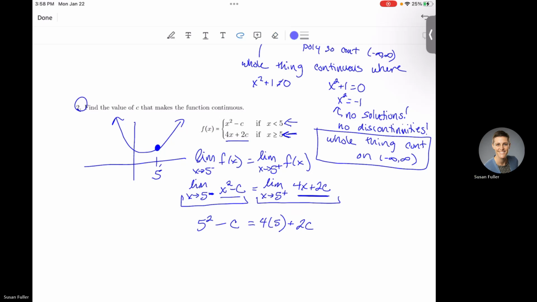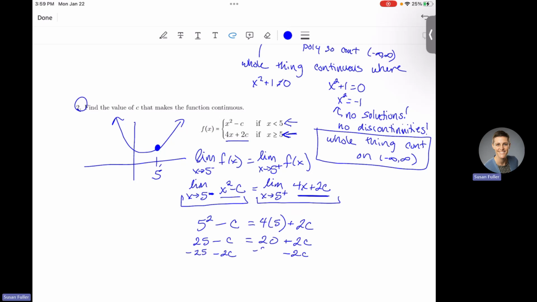And now I need to make sure that they're equal, so I'm going to solve this equation. So I'm going to have 25 minus c is equal to 20 plus 2c. I'm going to put all my c's on one side, anything without a c on the other. I'll put my c's on the left. I think that's where I'm most comfortable, so I'm going to move my numbers over here. And so I'm going to get negative 3c is equal to negative 5. Divide both sides by negative 3, and c is going to be positive 5/3.